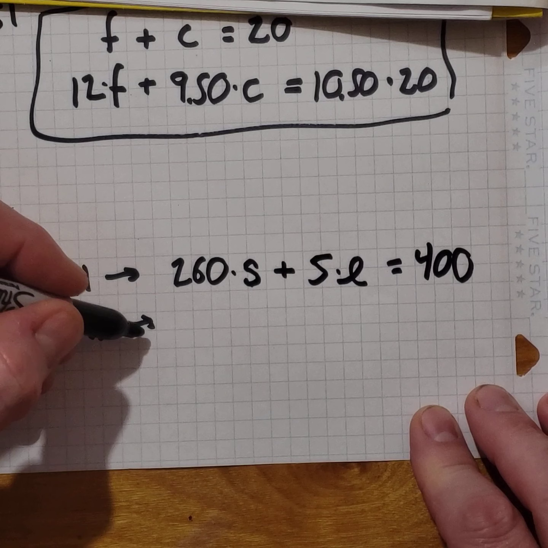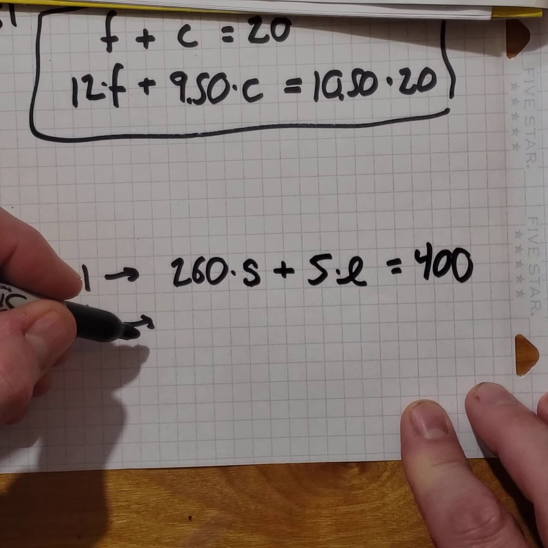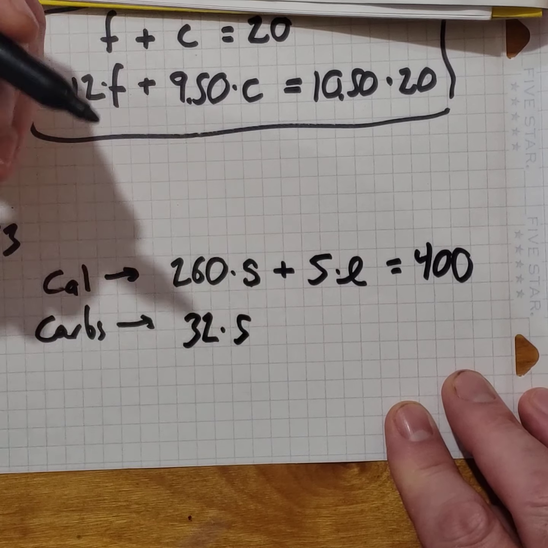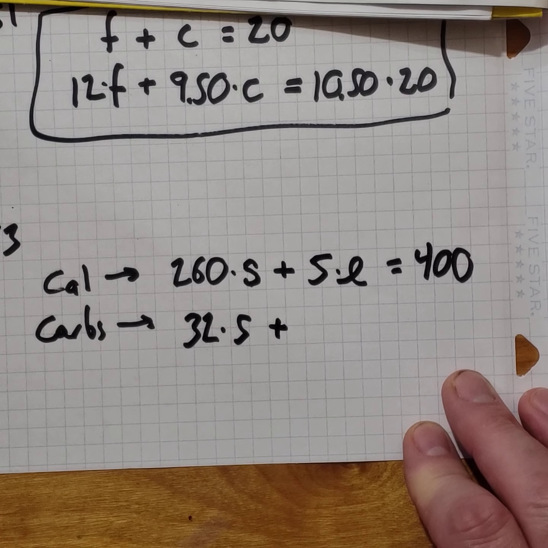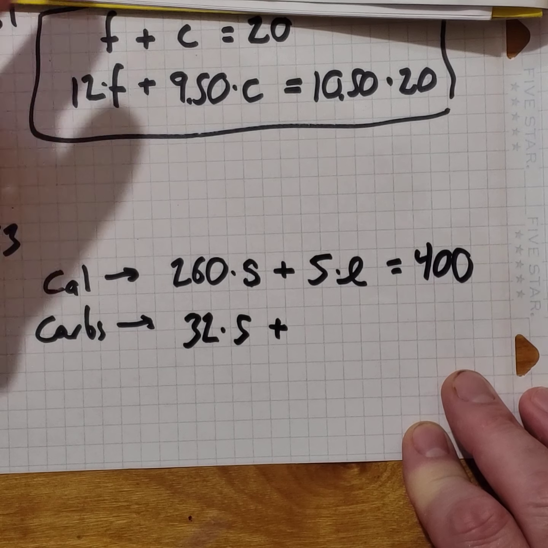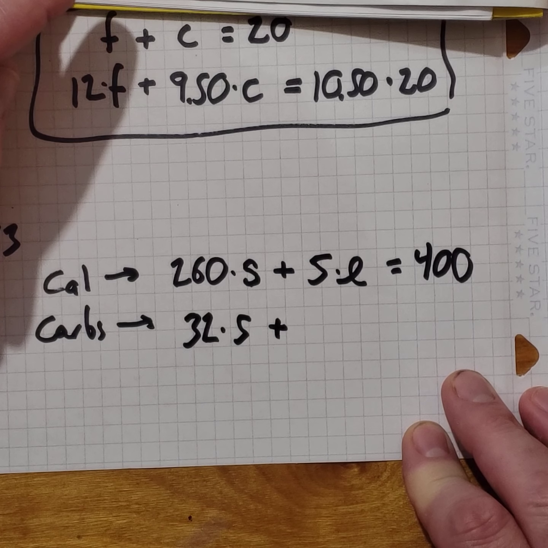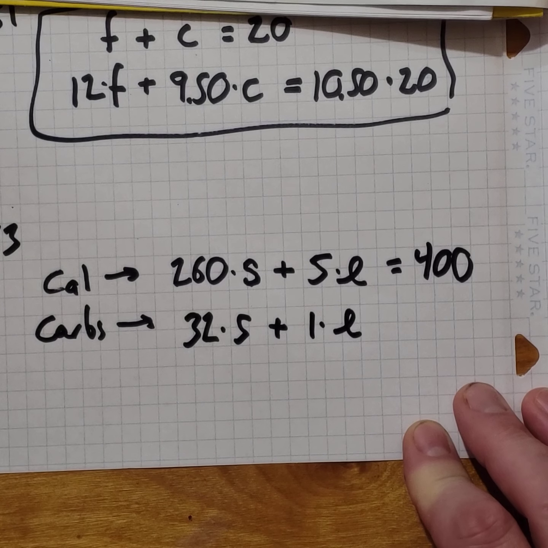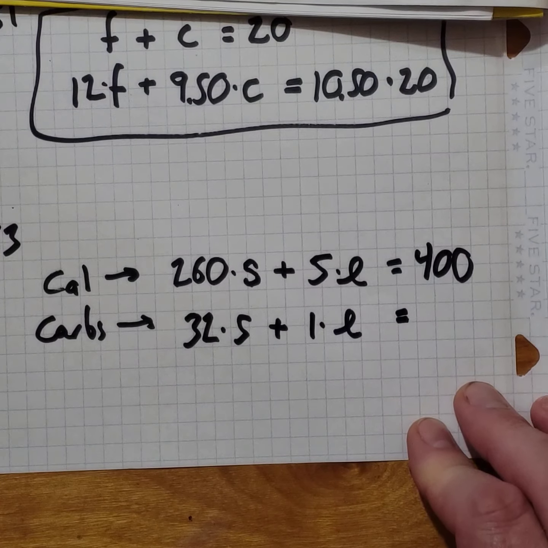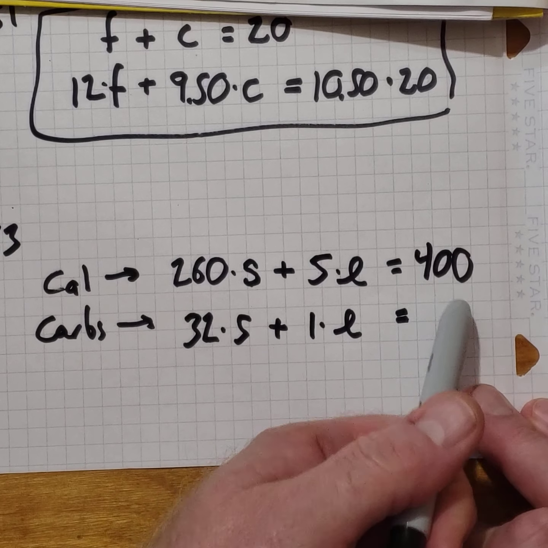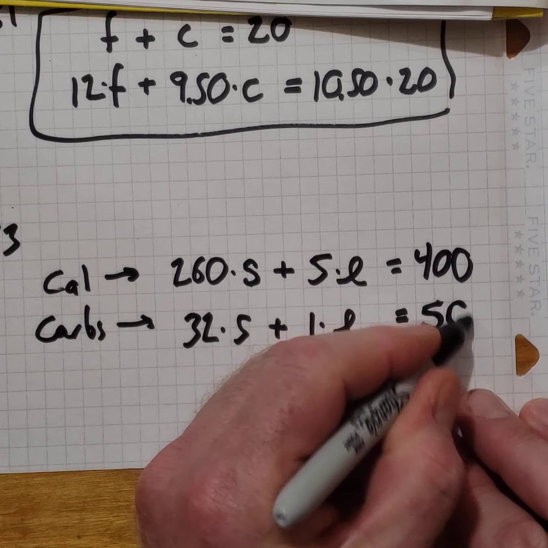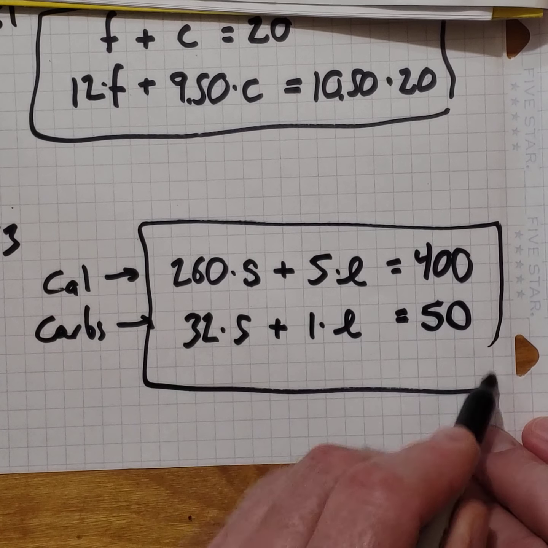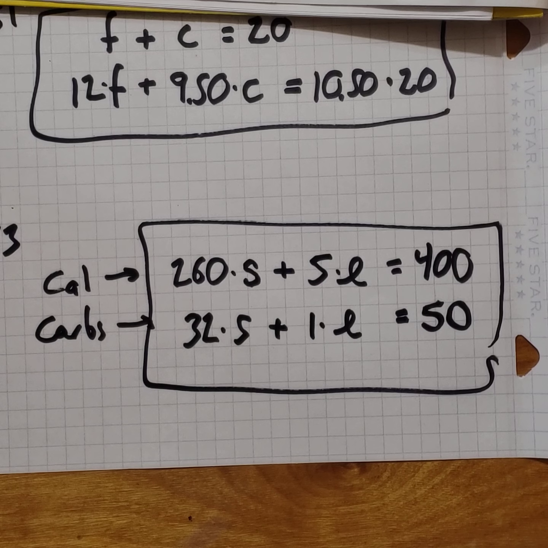All right. For the carbs, we were told that 32 grams of carbs in the spaghetti. So 32 times the number of servings. And we were told that the iceberg lettuce had 1 gram of carbs. So 1 times the number of servings of lettuce. And we were also asked to find a meal that had 400 calories and 50 grams of carbs. Right? So there's our system of equations. And again, you're welcome to solve that any way you like.